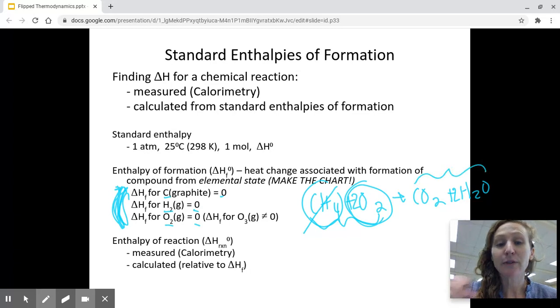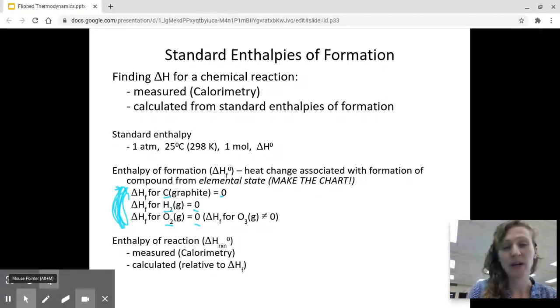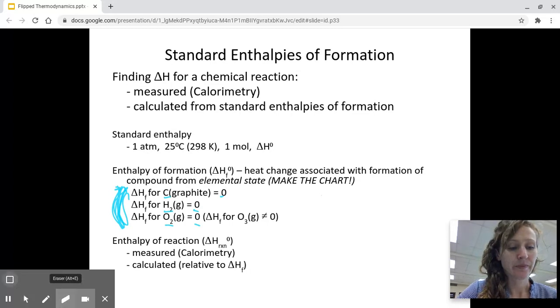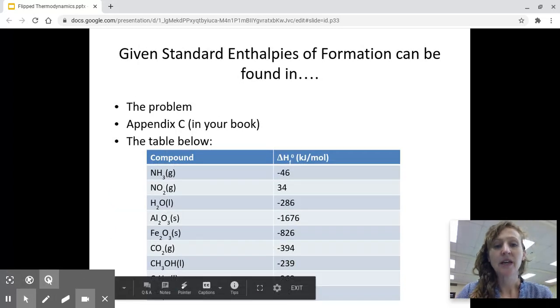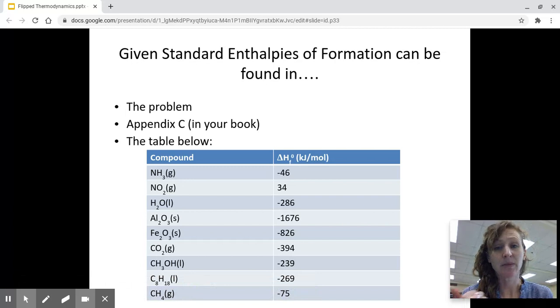Second reason is you're not forming one thing. You're forming two things. In a formation reaction, you're always only going to form one thing. So no, this is not a formation reaction. It would be a combustion reaction. So if they're giving you the enthalpy of that reaction, it'll be the enthalpy of combustion or the enthalpy of reaction. All right, so again, standard enthalpies of formation can be found in the back of your book. You can also look them up online. They're in a whole bunch of indexes. They're very well documented. They're very well standardized. Most of the places that you see, you're going to find very similar enthalpies of formation.